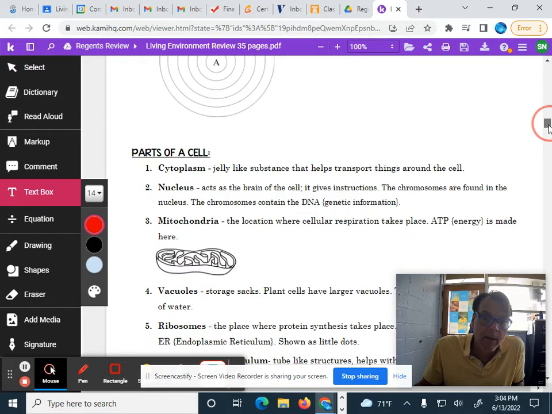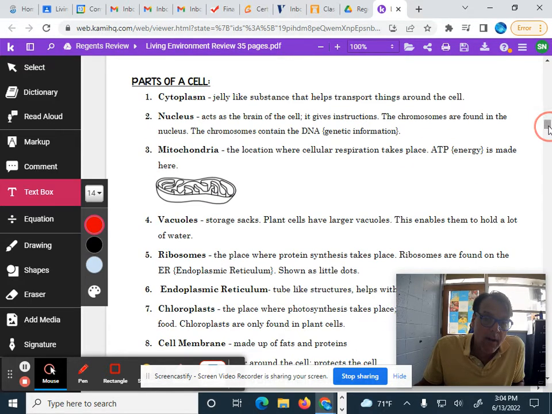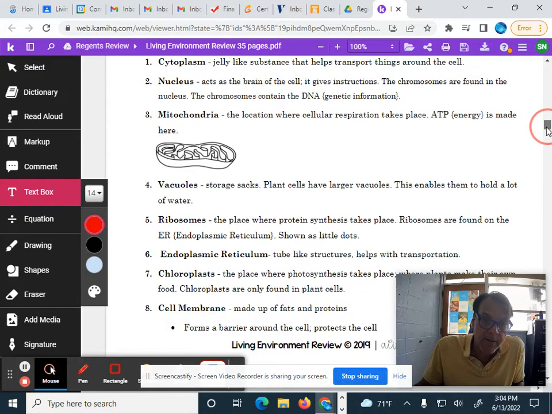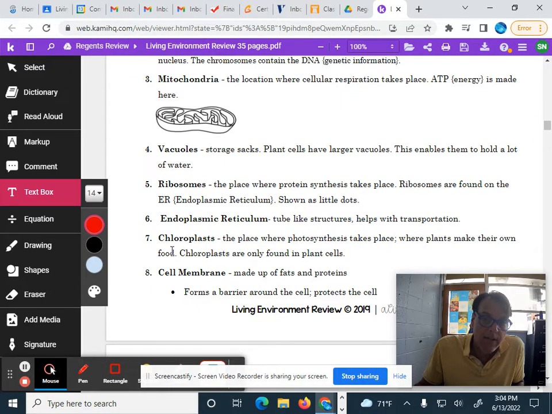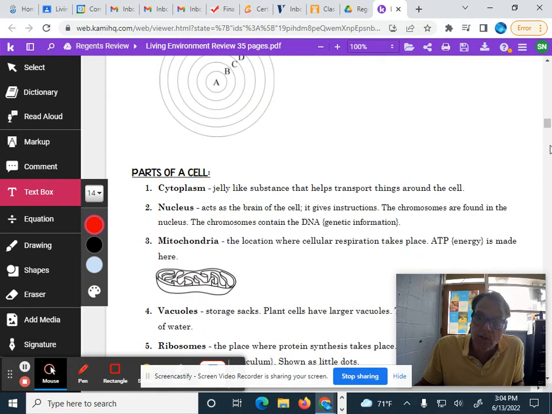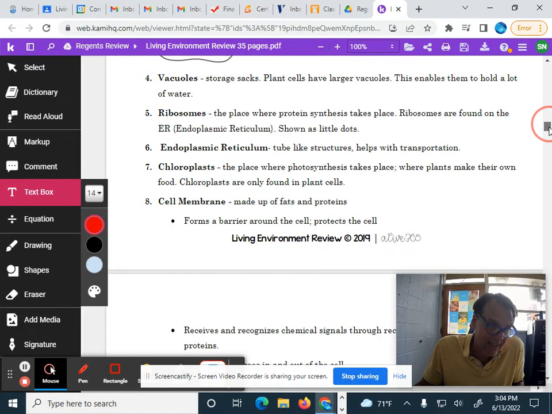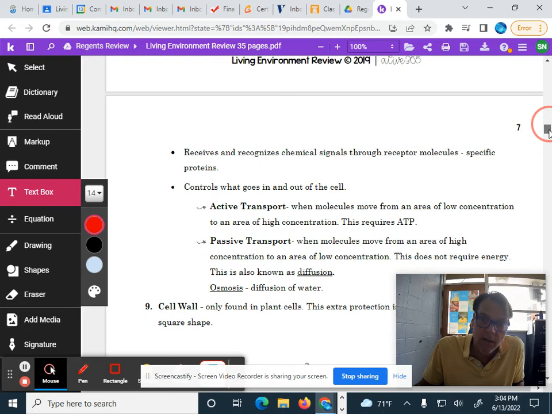Parts of the cell are important. I'm not going to go over all of them, but mitochondria, that's where respiration happens. Chloroplasts, only plant cells have chloroplasts, and that's where photosynthesis takes place. Ribosomes make proteins. Protein synthesis happens with the ribosomes. Cell membrane controls what gets in and out of the cell. The nucleus controls the cell. It's the brain of the cell because it controls protein synthesis. It has the information to make those things.